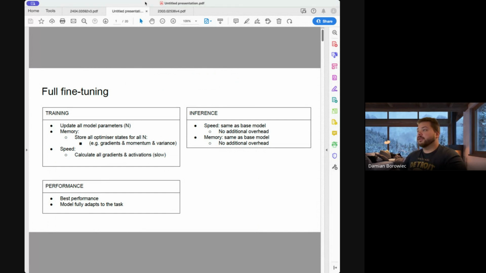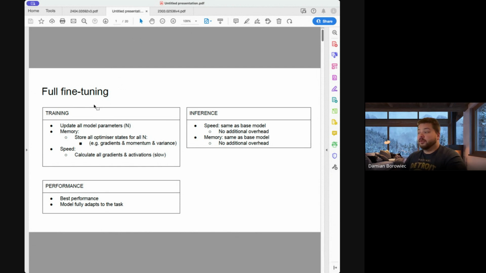The first one would be full fine-tuning, or supervised fine-tuning. In this method, we basically update all model parameters by training it in a supervised fashion towards a given task. The downside is that during training, it requires a lot of memory because we need to store all the optimizer states for all the parameters. In some cases, we also need to store things like momentum and variance depending on the optimizer. And the speed is slow because we have to calculate all gradients and all activations, which costs a lot of money, energy and compute time.